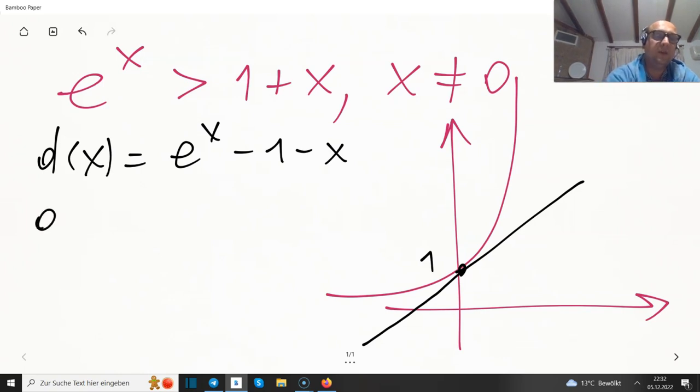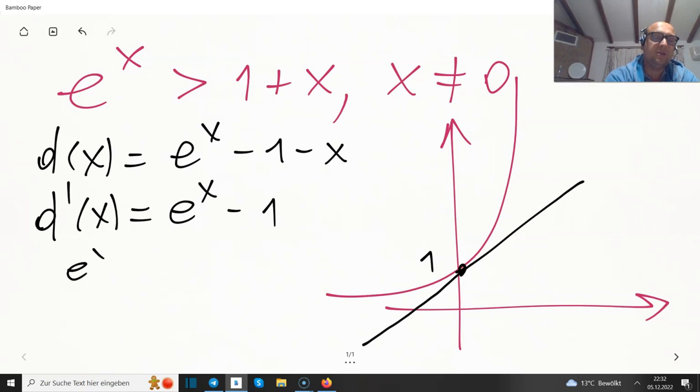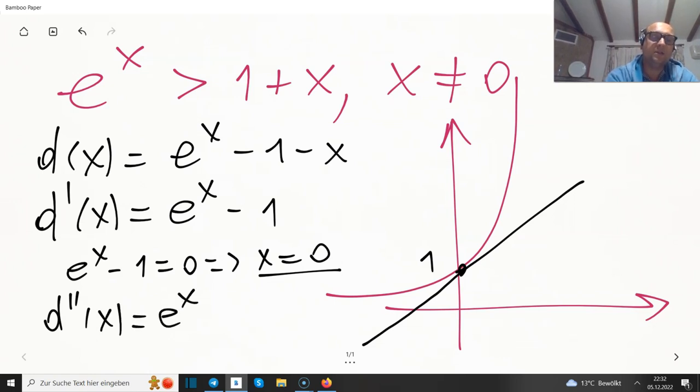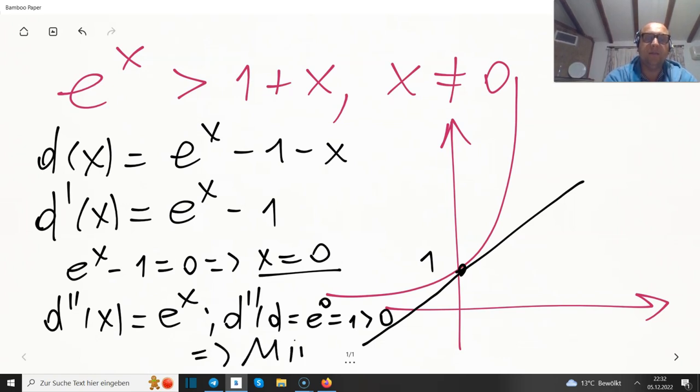In order to understand this, we produce the first derivative, which is e to the power of x minus 1. Obviously, if e to the power of x minus 1 is equal to 0, then x is equal to 0 itself, because e to the power of 0 gives us 1. This is a critical point where the first derivative disappears. We now produce the second derivative, d double prime of x, which is just e to the power of x. d double prime at 0 is e to the power of 0, which is 1, which is positive. So that means we are at a minimum.